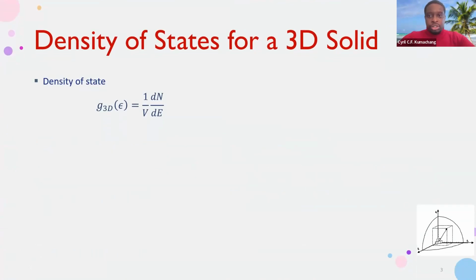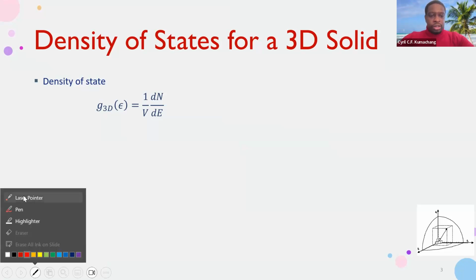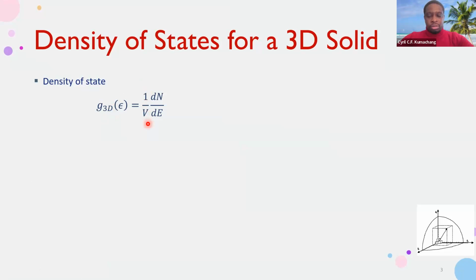So, for the three-dimensional case, the density of state is generally given as 1 over the volume times the change in the number of filled states divided by the change in the energy. Or simply put, it is 1 over the volume times the change in the number of filled states with respect to the energy. This therefore means for us to do this derivation, we need the number of filled states.